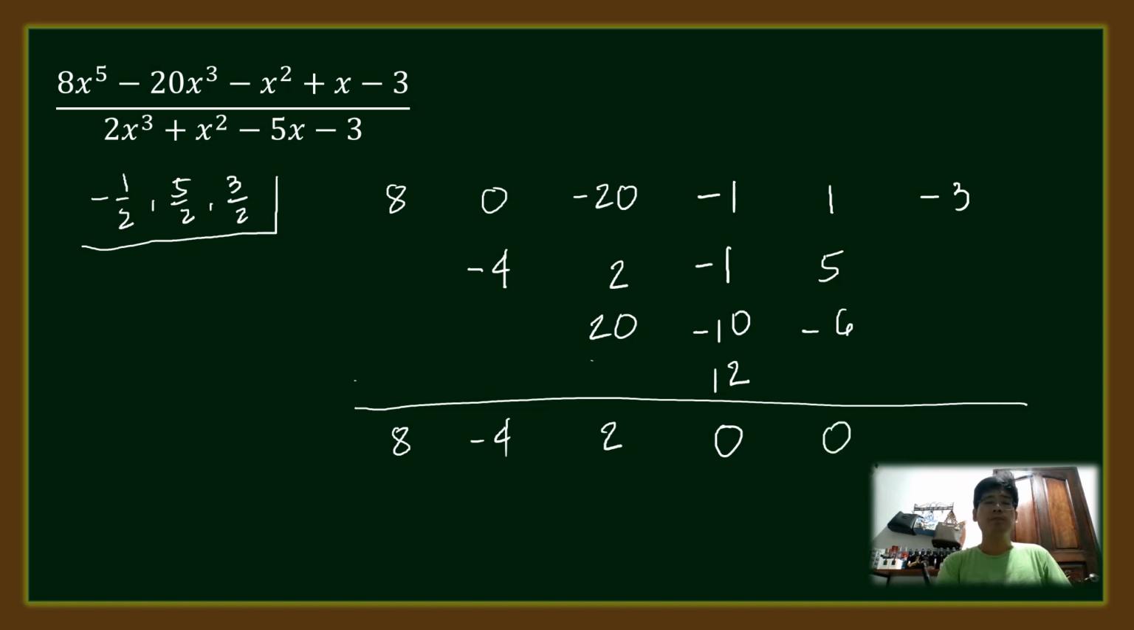Again, we're not going to multiply the last two sums by the first and second divisor, but multiply the previous sum, which is 2, by the third divisor. 2 times 3/2 is positive 3. Then add negative 3 plus positive 3 is 0. The last three sums will be for the remainder, and since all these are zeros, then we do not have a remainder.